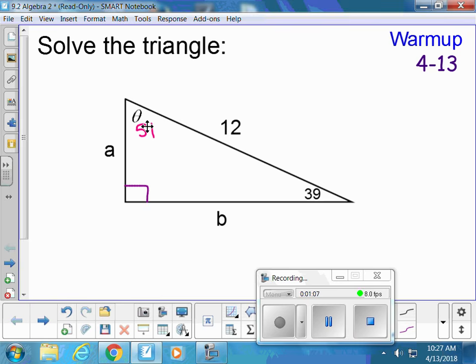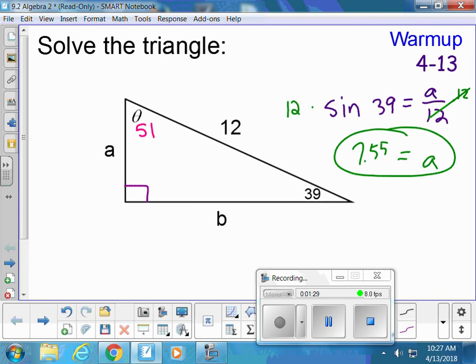Can I just have somebody tell me what you decide to do? Spencer? Okay, so he used the 39 to figure out A. So 39 equals A over 12. Sounds like he said he multiplied the 12 over to the other side. Can you tell me what you got for your answer? I got 7.5. Perfect.